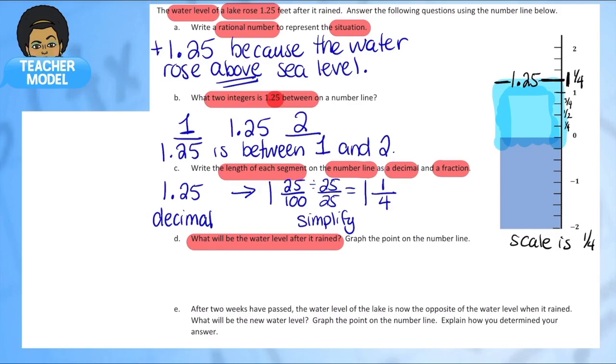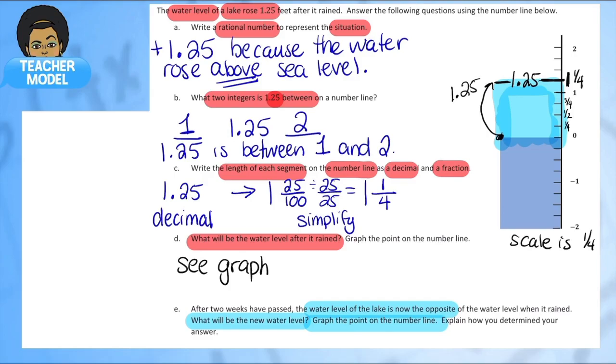Last part. We are almost there. I'm just going to write C, graph. After 2 weeks have passed, the water level of the lake is now the opposite of the water level when it rained. So I want the opposite. What will the new water level be? And I want to graph that point. So we know how to do this, Math Marbles. We're just talking distance. We know that 1 25/100, that's the distance. I'm thinking about its absolute value. So what if I want another distance of 1 25/100 below 0? Same distance. It would be here at, here's 1, and I know the next part is 25/100. So here we go. It will be at negative 1 25/100.